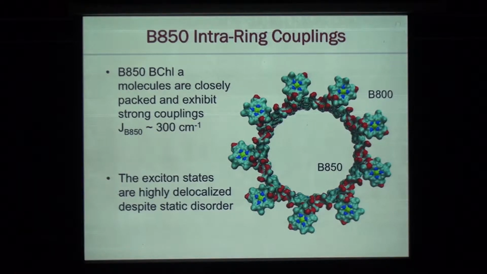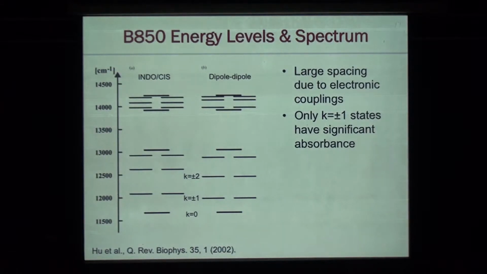Okay, that introduces some sort of disorder in energy and localizes the states. But if we use a perfect ring to describe the system, you have all those different states: K = 0, K = plus/minus 1, plus/minus 2 states. Those are couplings calculated from different methods, but generally the qualitative structure is the same, so the quantitative numbers are not very important here.